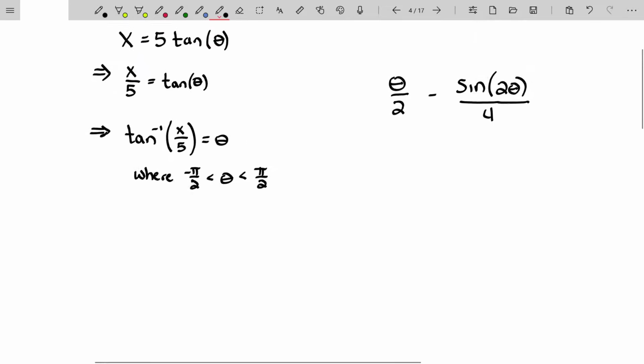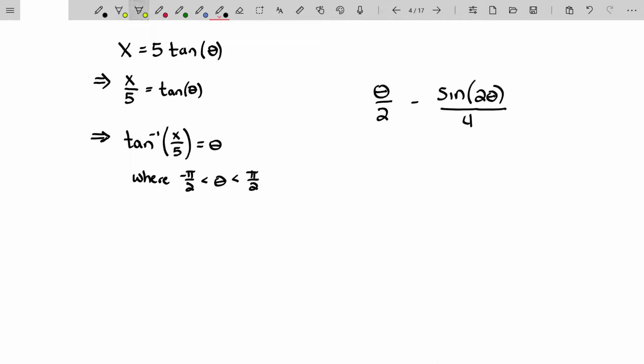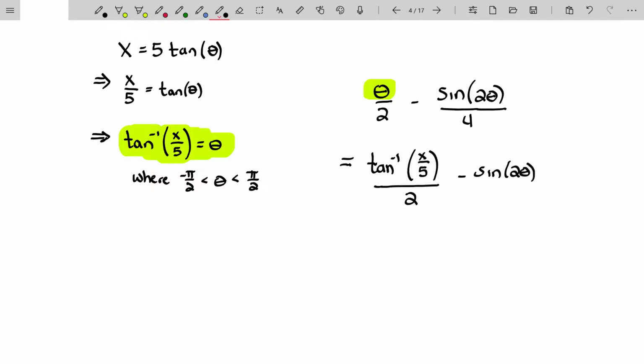That's not that important right now, because I just want to showcase that I'm going to trade out this theta for this theta. In fact, for this picture right here. So let's go ahead and start that. This is equal to, instead of theta, I'll write it as tangent inverse of x over 5 being divided by 2. And no, you cannot bring that 2 inside the tangent inverse. It's locked. That's one of the only ways you can write it. You can actually write it as 1/2 times the tangent inverse of x over 5 as well. And then we still have this minus sine of 2 theta over 4.